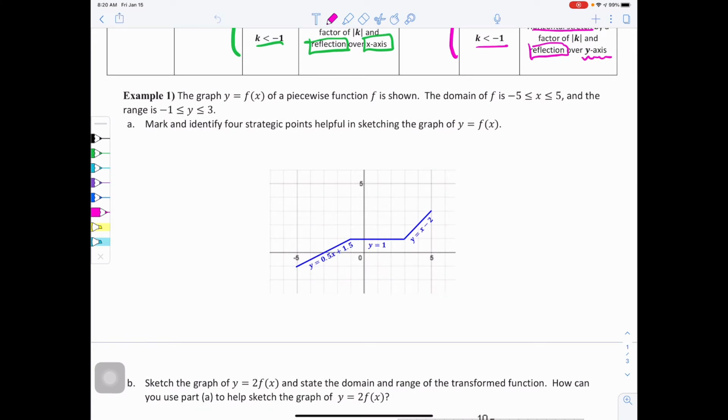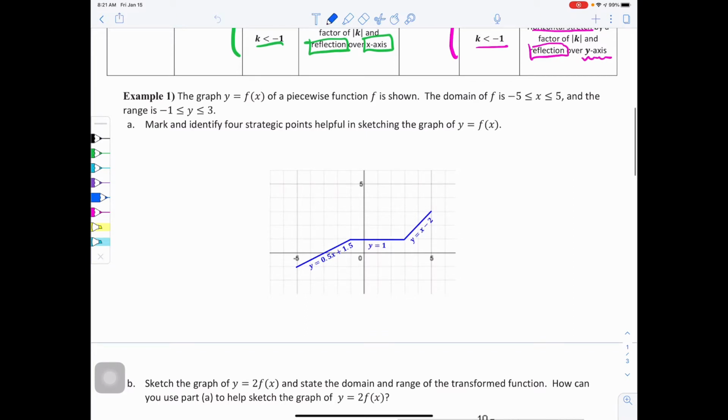Example 1: the graph y = f(x) of a piecewise function f is shown below. The domain of f is -5 ≤ x ≤ 5, and the range is -1 ≤ y ≤ 3. Part A wants us to mark and identify 4 strategic points helpful in sketching the graph of y = f(x).